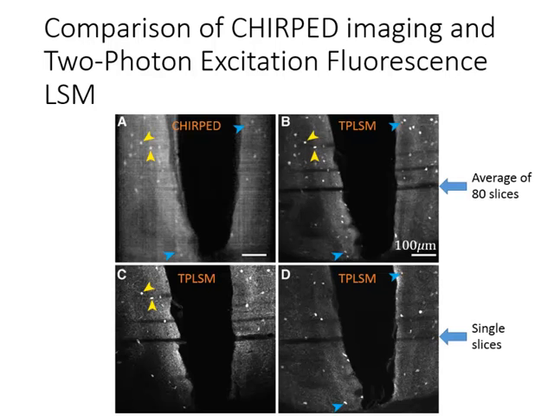And you can see the features highlighted in yellow and in blue that appear in this chirped image are from different planes. If you look in the 2-photon image, they're absent in each other's planes. So to get these images to look similar, we have to average over a large number of slices because the optical sectioning capabilities of 2-photon are quite good.